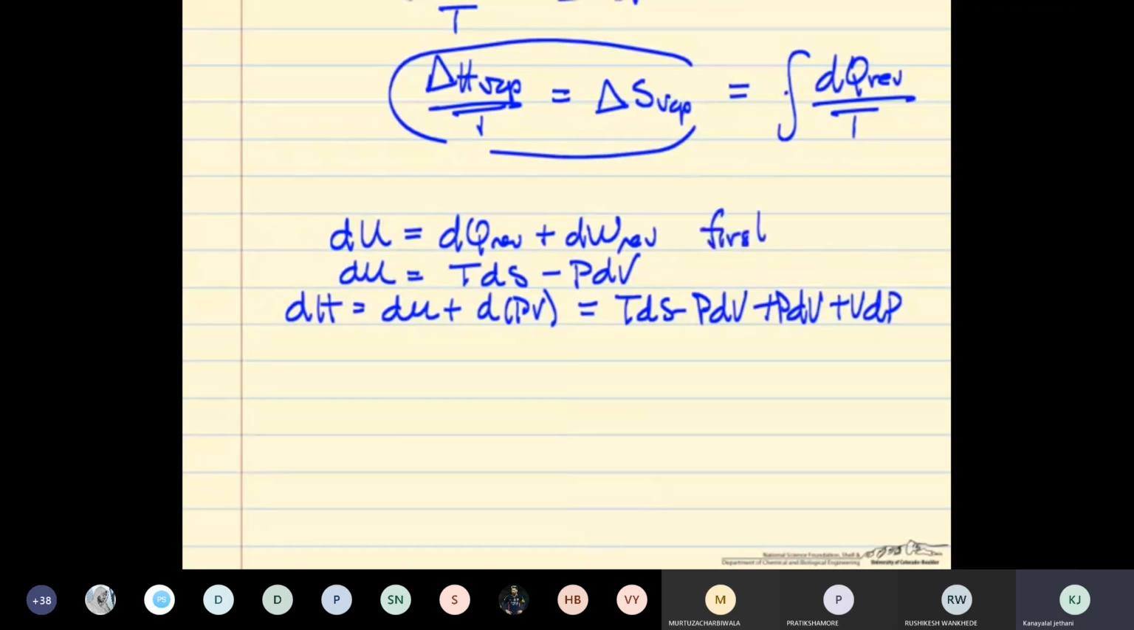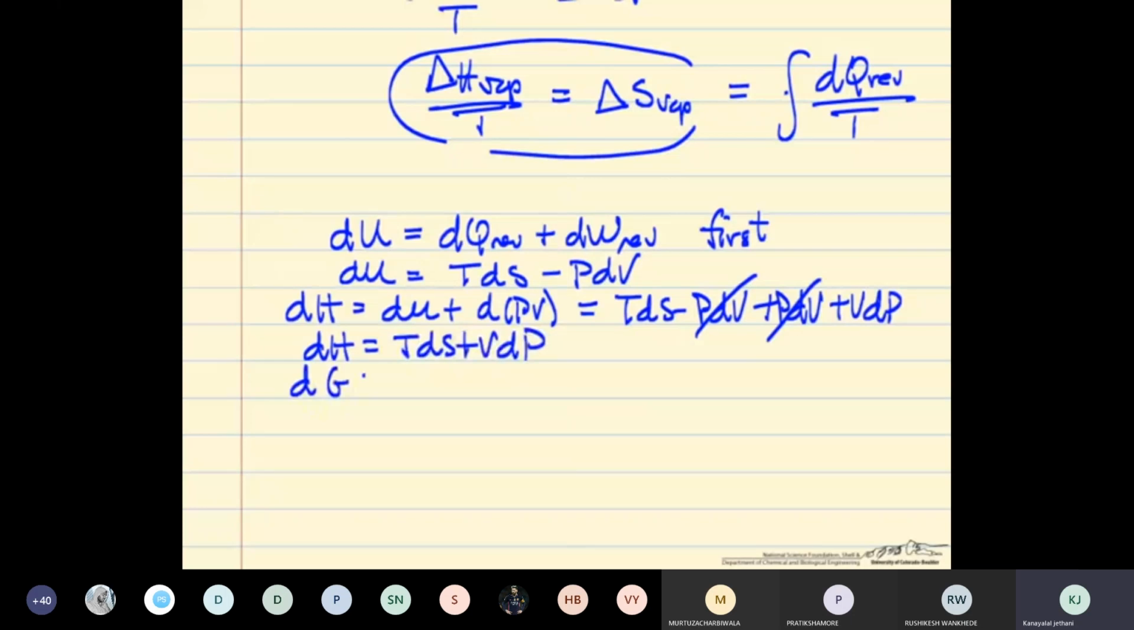And we'll go back to the first law, closed reversible system, the differential change in internal energy is the heat added and the work added. If it's reversible, then we can write dq in terms of entropy change. And again, if it's reversible, we can write work as minus PdV. Now, delta H is defined as delta U plus delta PV, or dH is dU plus d(PV). So we can make the substitution for dU. These two terms cancel. And dH is TdS plus VdP.